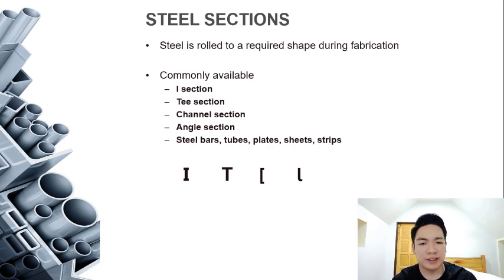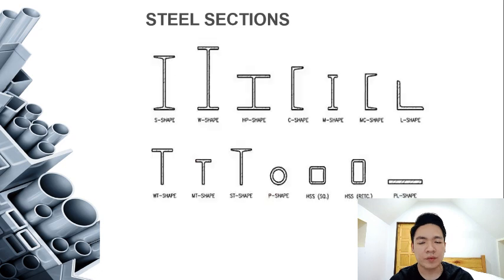Commonly available in I section, T section, channel section, and angle section. We also have it available as steel bars, tubes, plates, sheets, and strips. This is an example of the shapes. So this is an example of steel shape sections. We have the X shape, W shape, HP shape, C shape, M shape, MC shape, L shape, WT shape, MT shape, ST shape, P shape, and PL shapes.